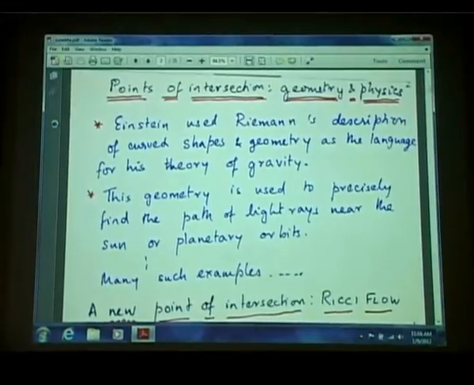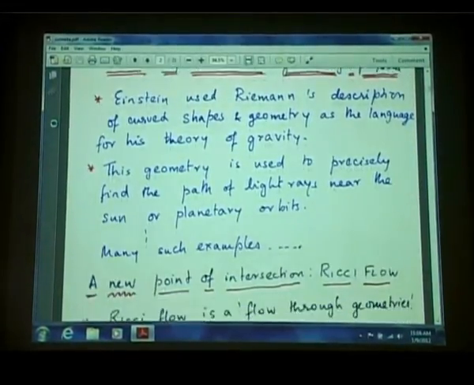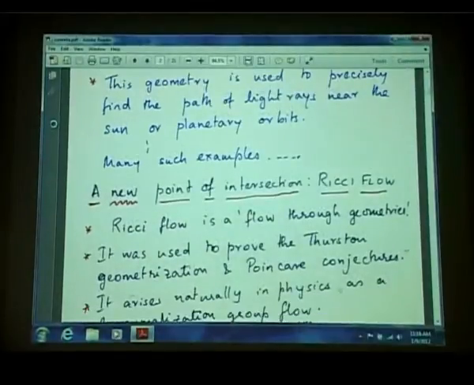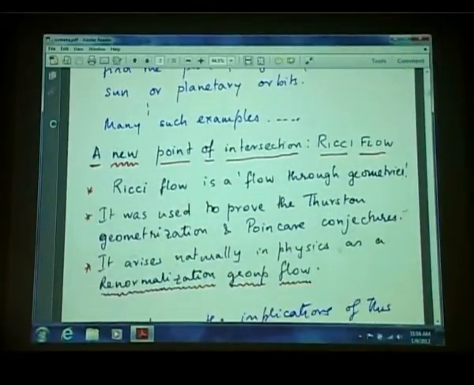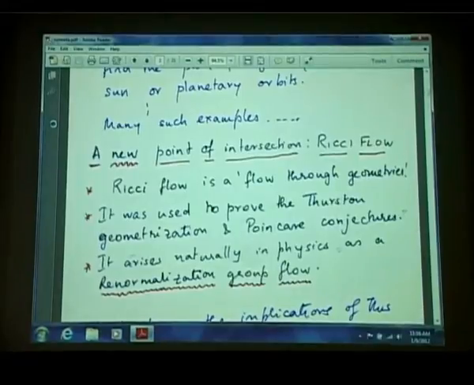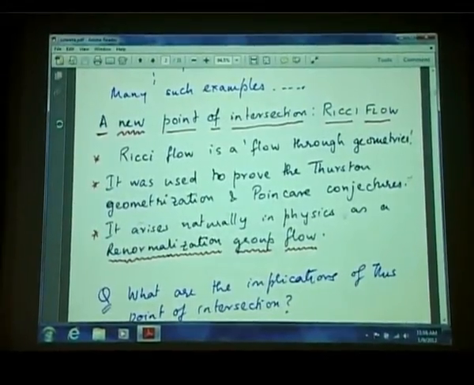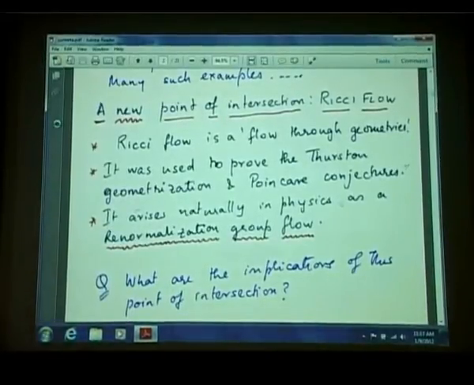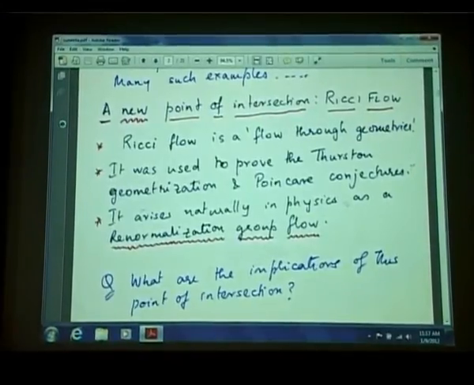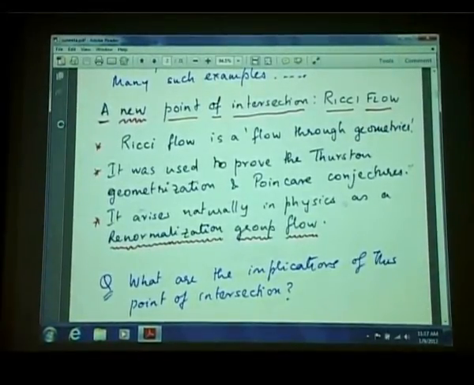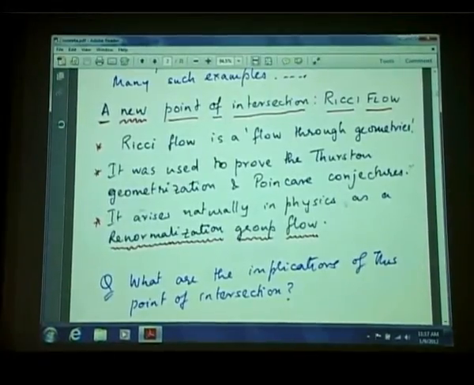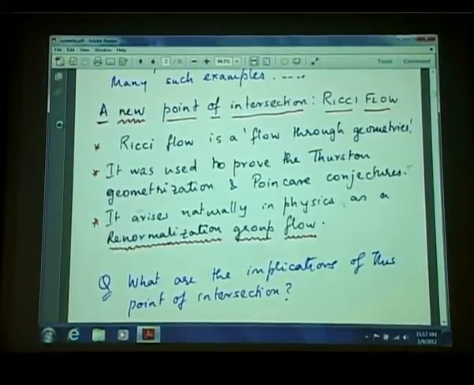So there are many such examples of points of intersection between geometry and physics. Something that interests me is a new point of intersection that has come up in the last 10 years, maybe the last 7 or 8 years, which is Ricci flow. A lot of this talk is going to be an overview of Ricci flow and how it comes about in physics. What is Ricci flow? Why is it of interest in math, and how does it come about in physics? I prepared the talk keeping in mind that there are several undergrad students in the audience. The organizers wanted something like that, so I apologize in advance to all the experts.